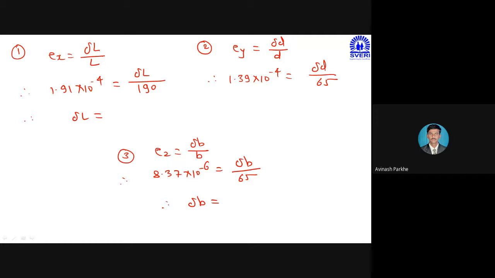So Sir, first is delta L, parameter 0.03. Delta L is equal to 0.03 mm. This is the change in length.